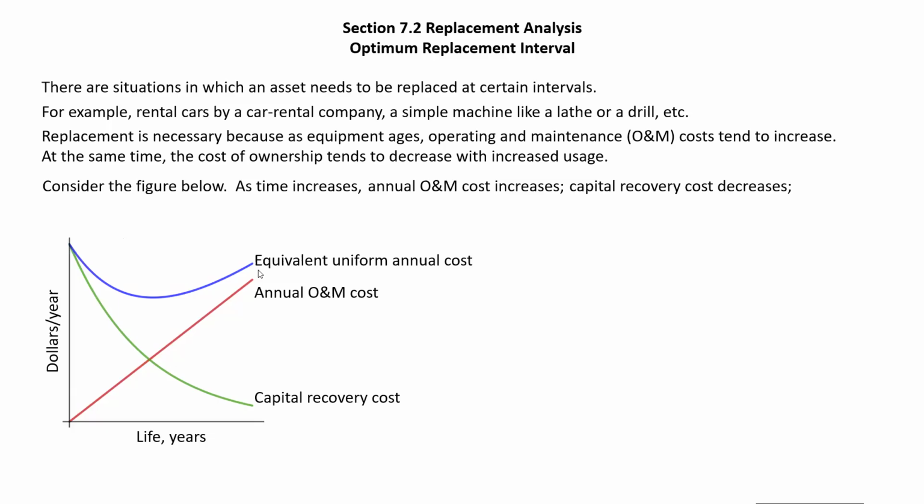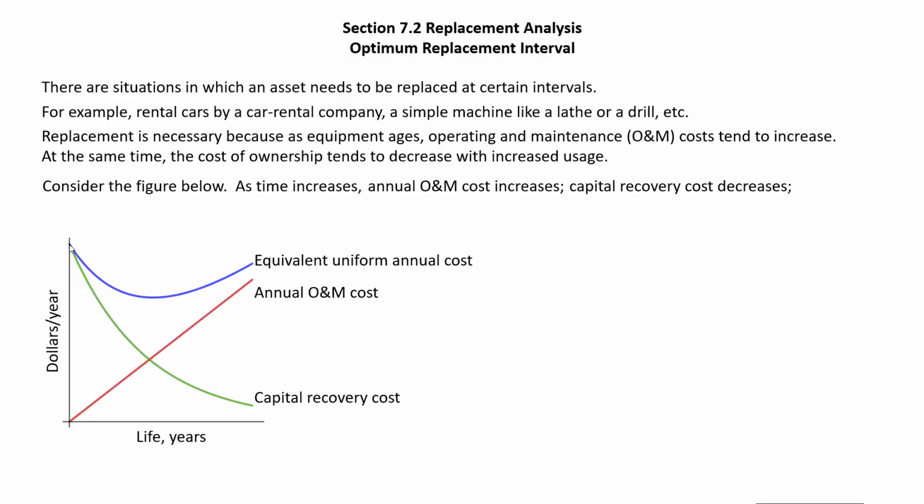The equivalent uniform annual cost is sort of the total cost. Now, the blue curve is showing that initially the equivalent uniform annual cost is pretty high. And then next year, the cost decreases. And the year after that, it decreases even further. And it keeps on decreasing and reaches a minimum value at some point of time. Right? This is the cost.